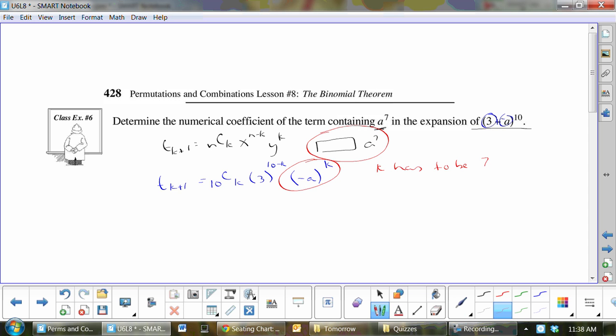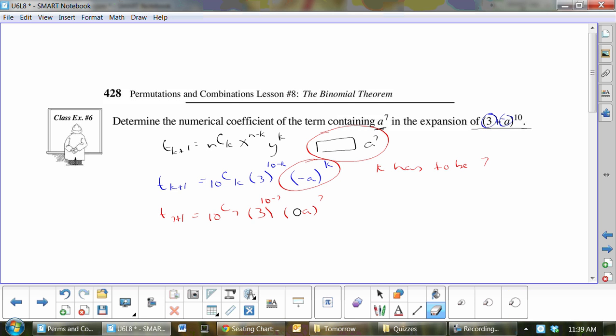I'm looking for t to the 8, which is 10C7, 3 to the 10 minus 7. Like, to be smart, this is the way I always do it. I always go 7 plus 1, so I don't keep making the same mistake all the time. Keep it in the same form, and then you have negative a to the 7.